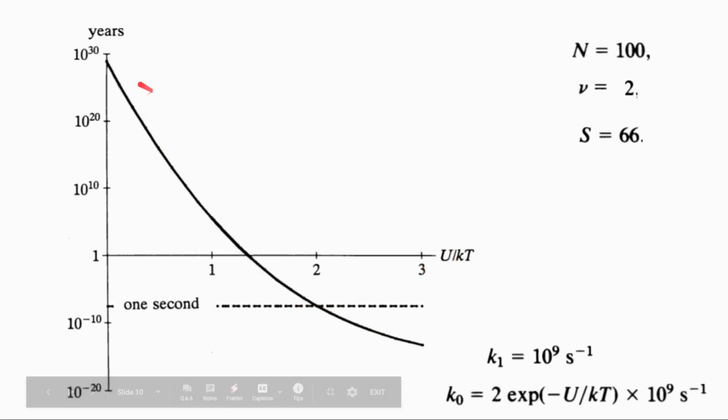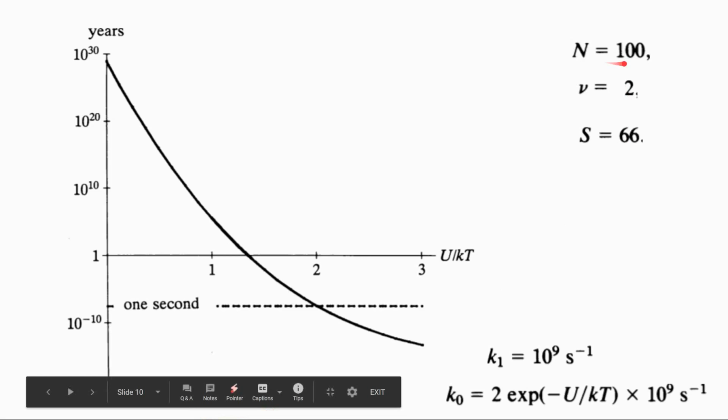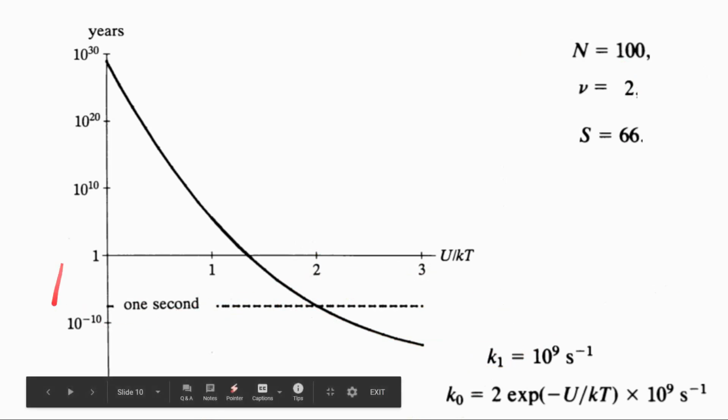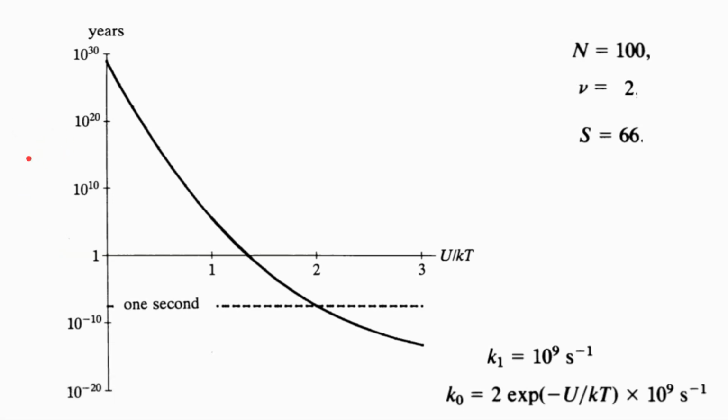And here is a sample graph plotted for these values. So as you can see, the value goes to as low as 1 second for u by kT equal to 2, and even lower after that. The values for k1 and k0 have been approximated, but changing these values also would not result in a very dramatic change in the mean first passage time. So yeah, this is the graph of the mean first passage time versus u by kT.